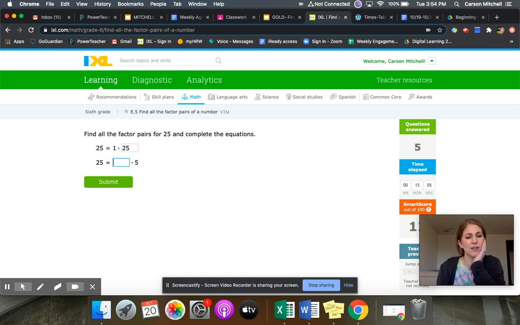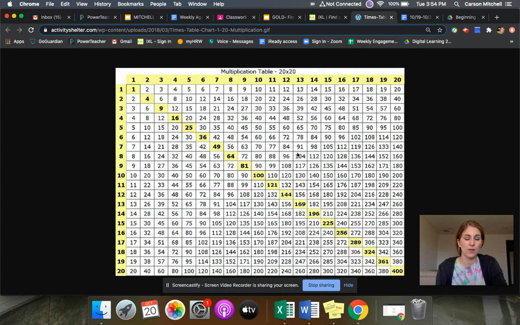Some of you understand the concept, you get that you're supposed to fill in a number right there. Something times 5 equals 25. But if you don't know your multiplication facts, your times tables, then you might not know what goes there. You're like, I understand what I'm supposed to put there, but I don't know 5 times what equals 25. That's when you would use a multiplication chart, which I'm going to show you.